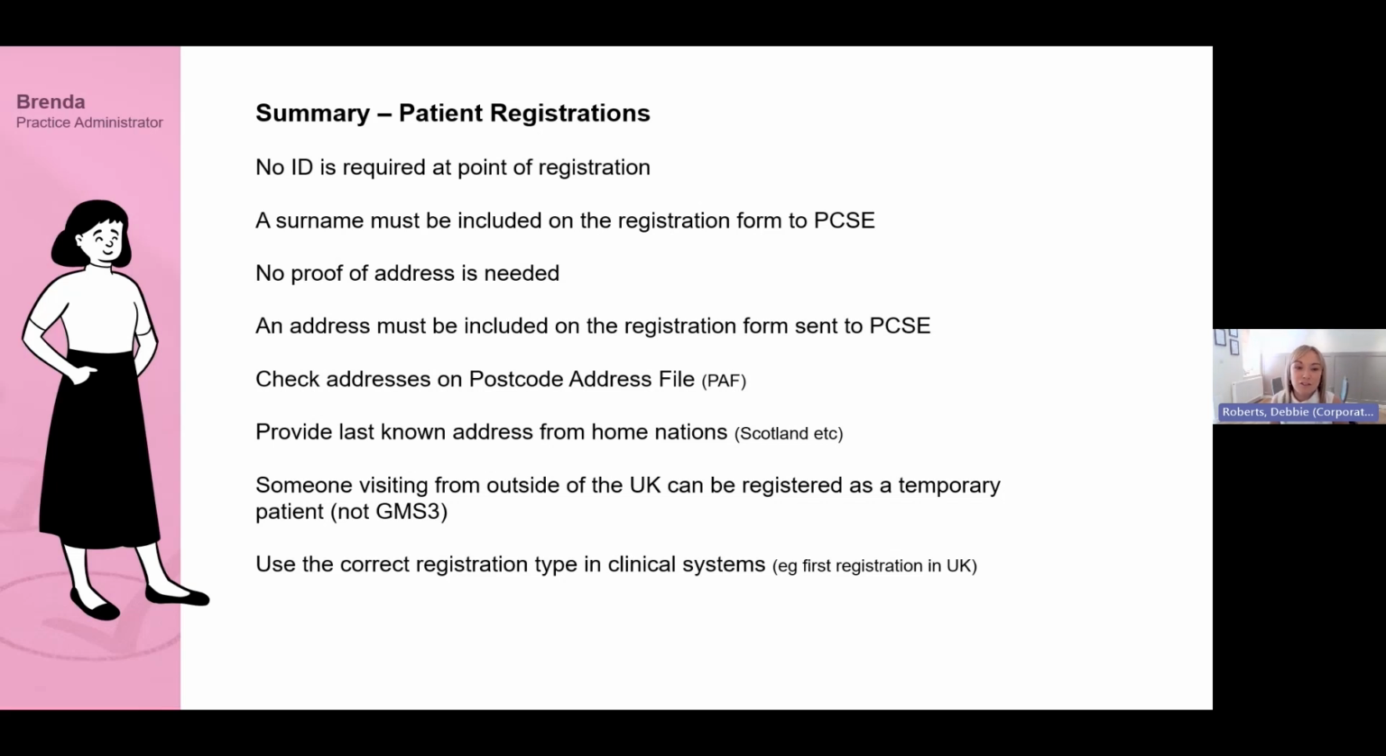From home nations, remember that the last known address must be either the Scottish or Northern Ireland or Welsh address, wherever they're moving from. Someone visiting from outside the UK can be registered as a temporary resident without using the GMS3 form, and use the correct registration type in clinical systems. So, for example, first registration in the UK. But yeah, so that's everything with regards to patient registrations and registering the patient.